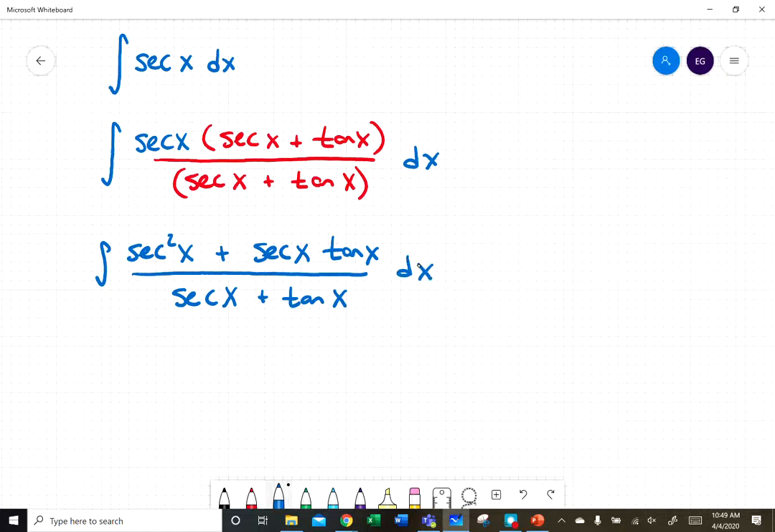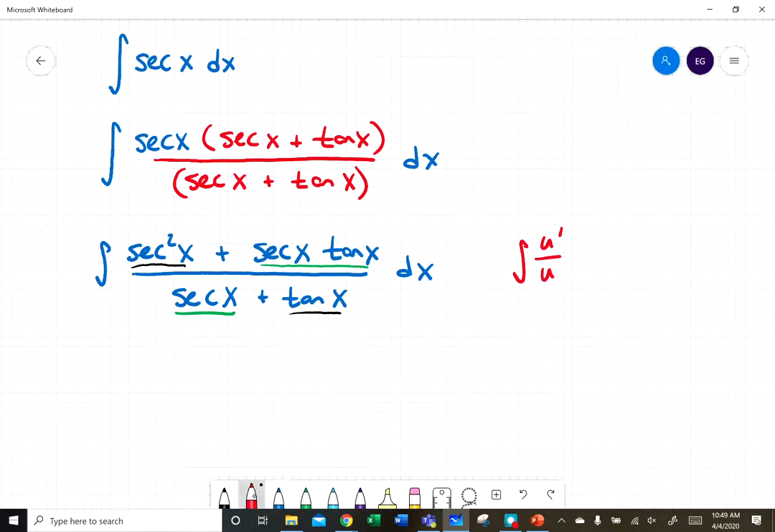Now, why would we do this, and why does this make sense? Well, the derivative of secant x is secant x tangent x, and the derivative of tangent x is secant squared x. So using this particular trick, this will allow us to put our integral in the form u prime over u. And now we could use the log rule.